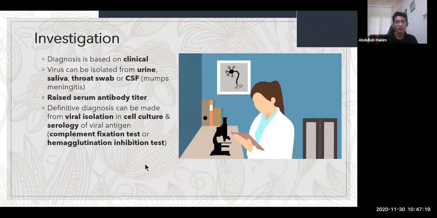So investigation for mumps infection. So I have said before, it is usually clinically diagnosed, but we can isolate the virus from urine, saliva, throat swab, or the cerebrospinal fluid in mumps meningitis. And we can also confirm the diagnosis from the raise of the serum antibody titer. So the definitive diagnosis can be made from the viral isolation in serology and serology of the viral antigen.